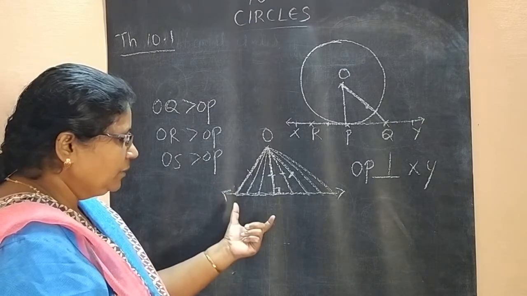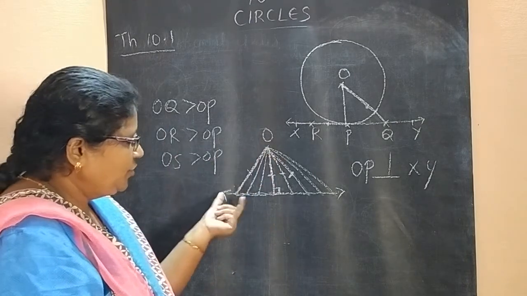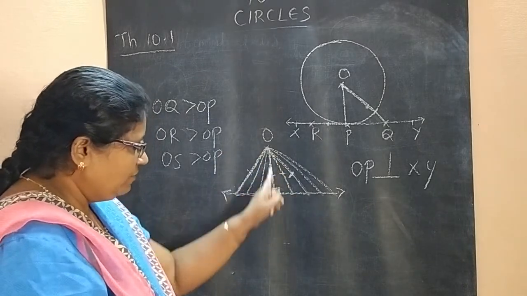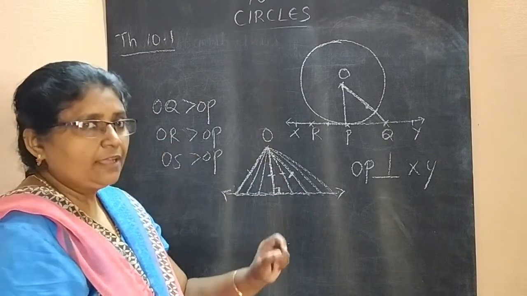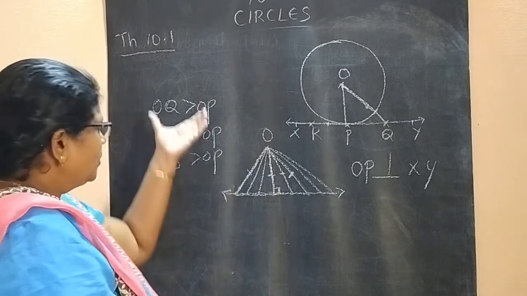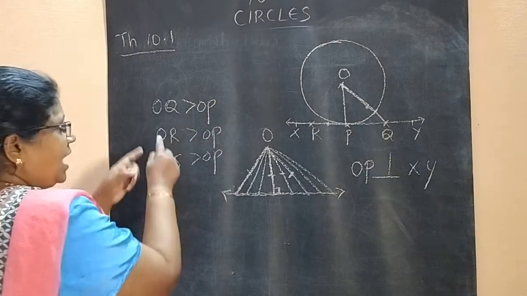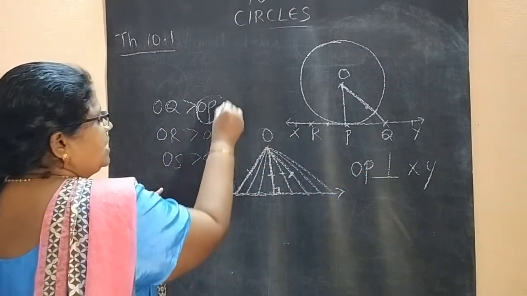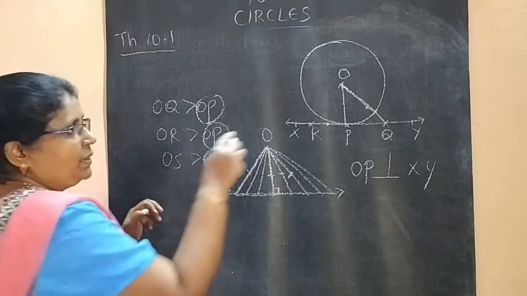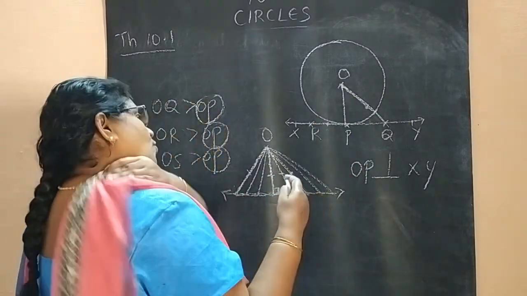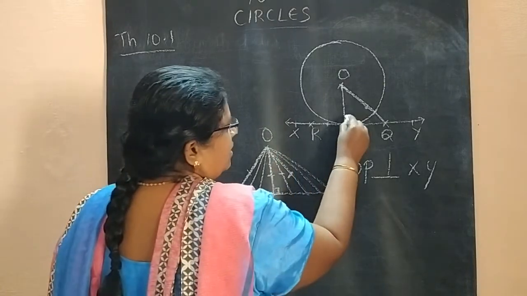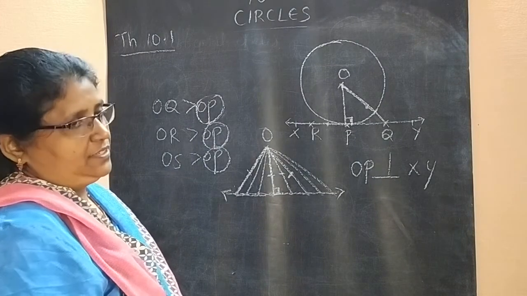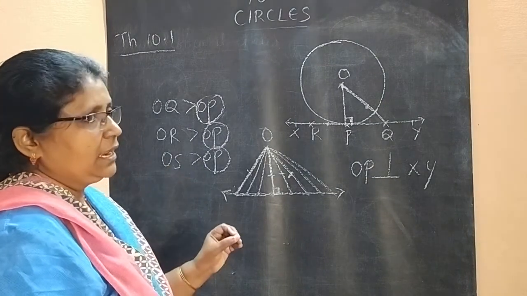What is the result? From an external point to a line, we can draw infinite line segments. Out of those, only one will be perpendicular, and that will be the shortest line segment. So here what did you get? We can mark Q, R, S, T, U, V, so many points, but OP will be the shortest one. So we can tell that the shortest one is the perpendicular line segment. So that is the theorem.